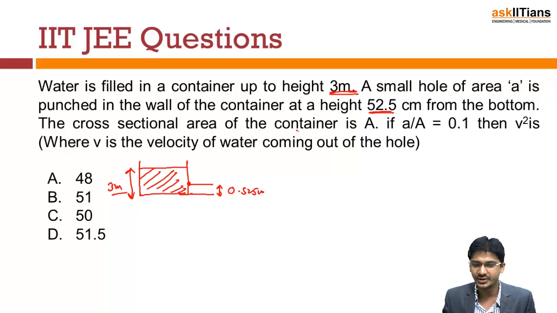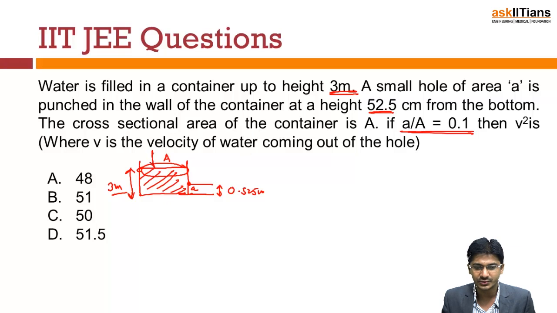Now the cross sectional area of the container is given as capital A and the hole's area is given as small a. And then the ratio is given. You have to find out v square. How to find out this? Now what we will do is that we will apply Bernoulli's equation first.